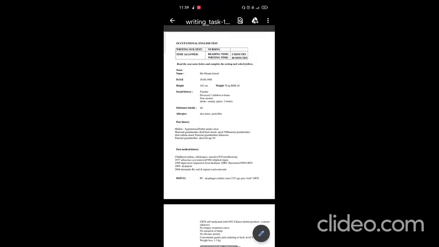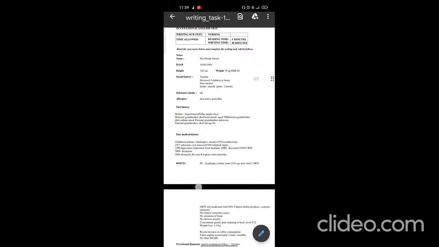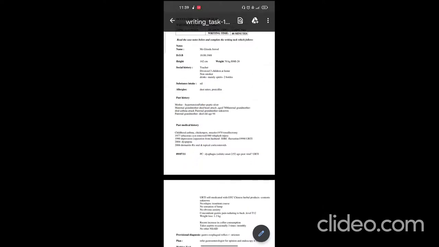Now let us see what contents we have to keep in mind before writing the letter. Here in the plan we don't have anything other than the referral. It is only for the referral purpose, for assessment, further investigation and definitive diagnosis. Here you can put a tick mark or star on the name of the patient and the age, divorced, drinks mainly spirits, 2 bottles, and allergic to dust mites and penicillin. These allergies are very important.